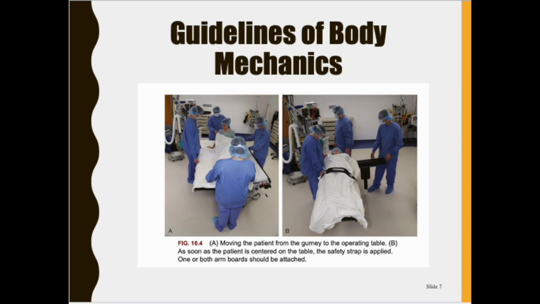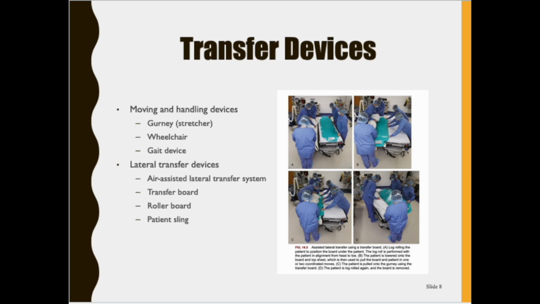Your abdominal muscles can support your trunk much more efficiently than your lower back muscles. You do not want to strain your lower back muscles. There are times when you are standing on your feet. But we do have different types of transfer devices. Of course, we have our gurney, which is our stretcher, and the wheelchair. Let's say they have a walker, so that would be like a gait device.